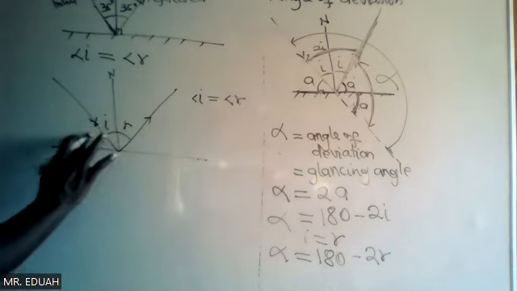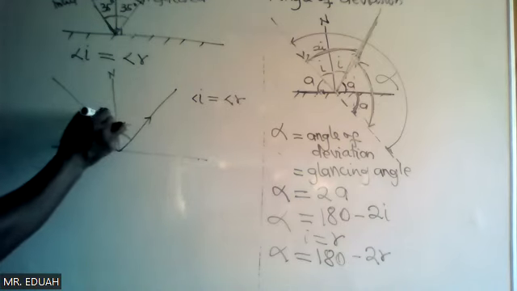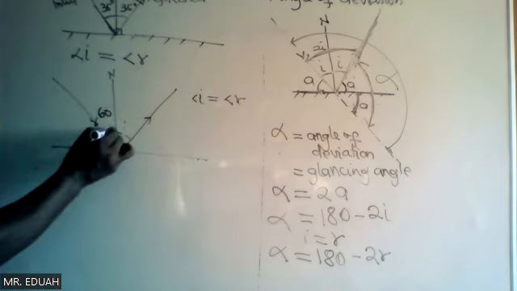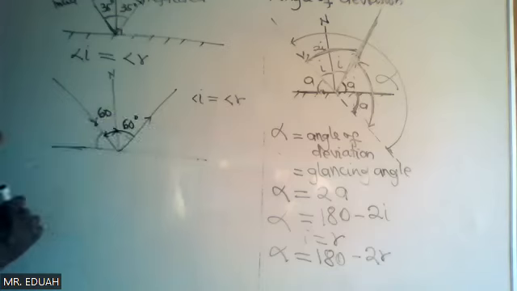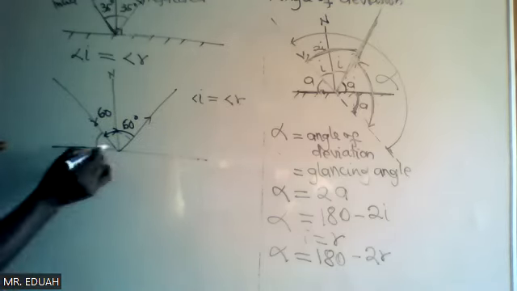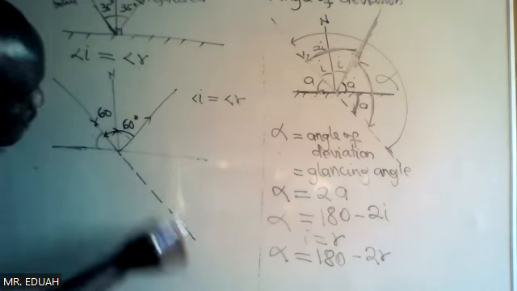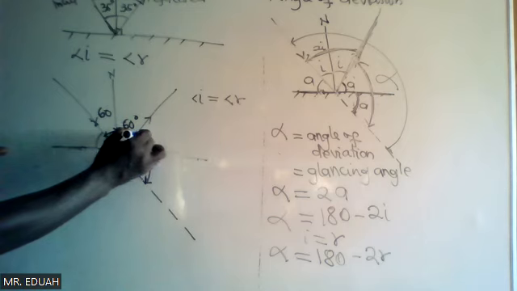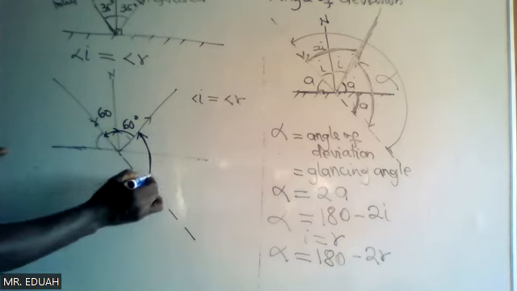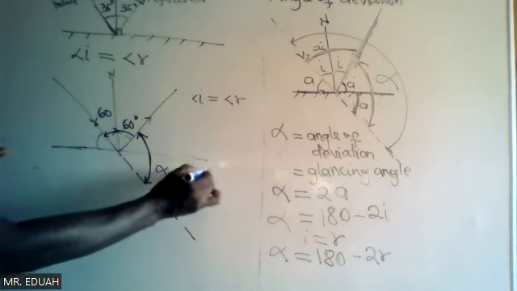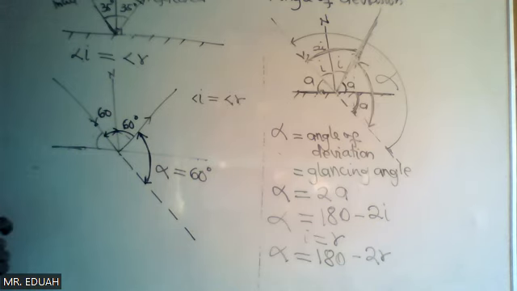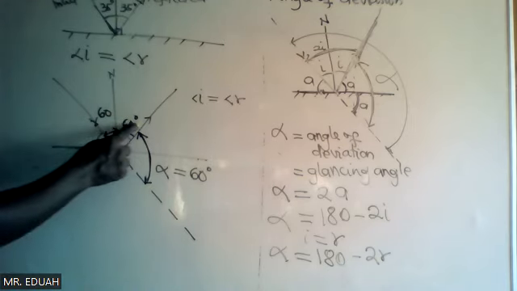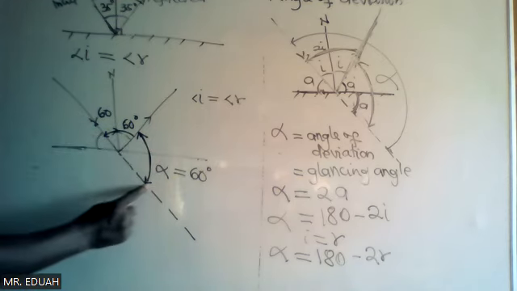Let's assume that the angle of incidence is 60 degrees. Once this is 60, it means this is also 60. So if I am to calculate the angle of deviation, it is this angle. Once this is 120, automatically this angle is also equal to 60. The angle of deviation is also equal to 60. Class, do you agree with me here? Yes. So 60 plus 60 is 120, and 180 minus 120 will also be 60.